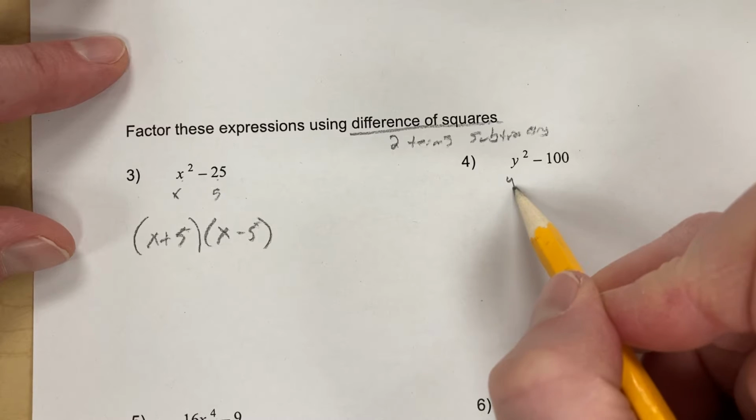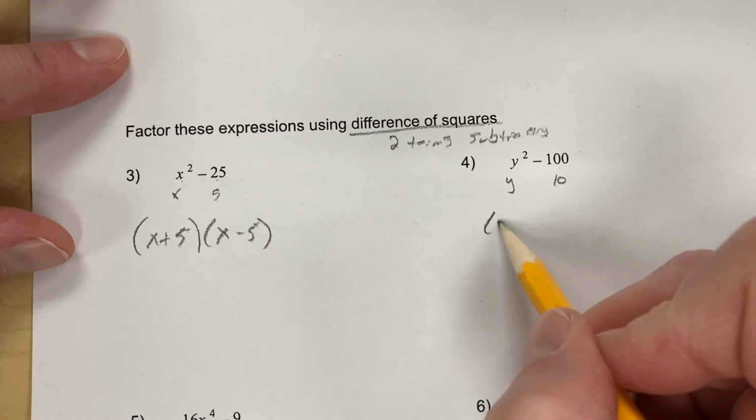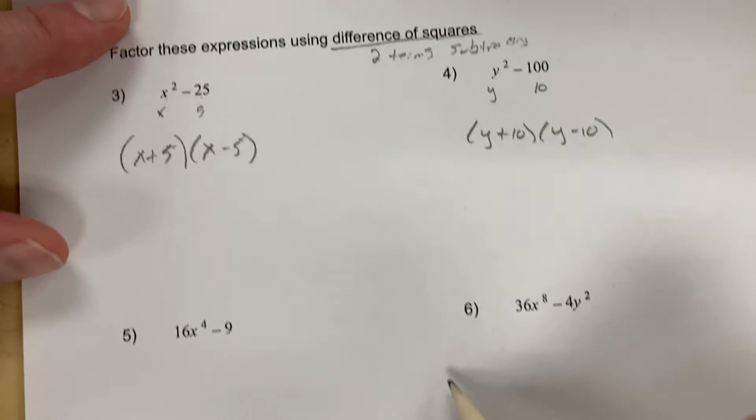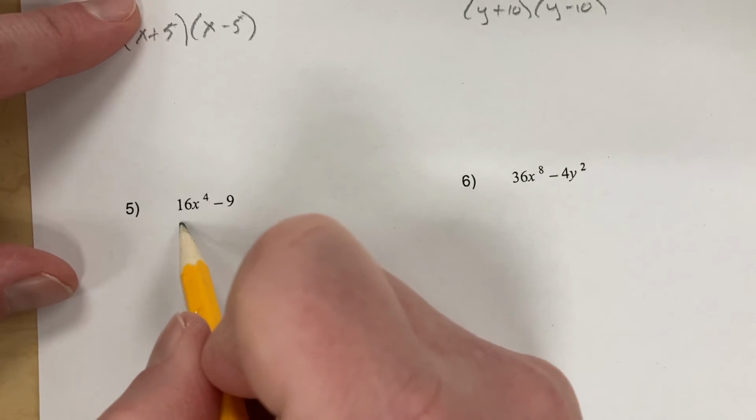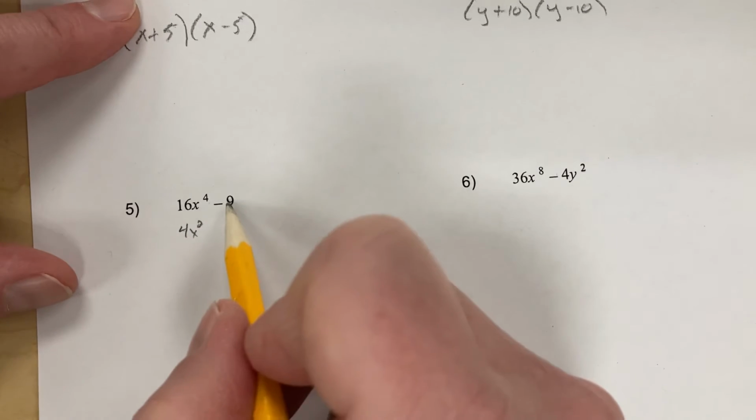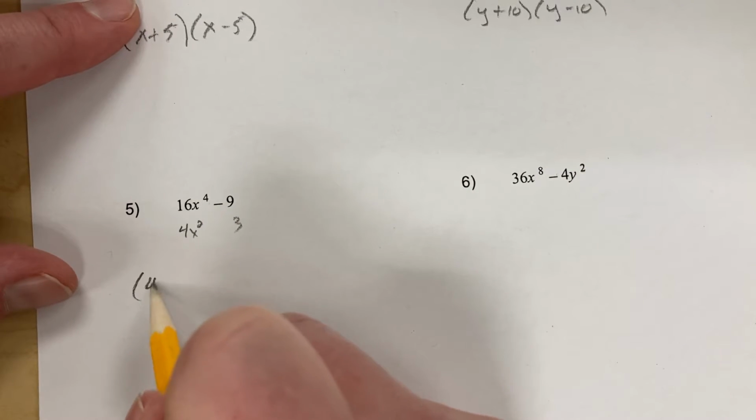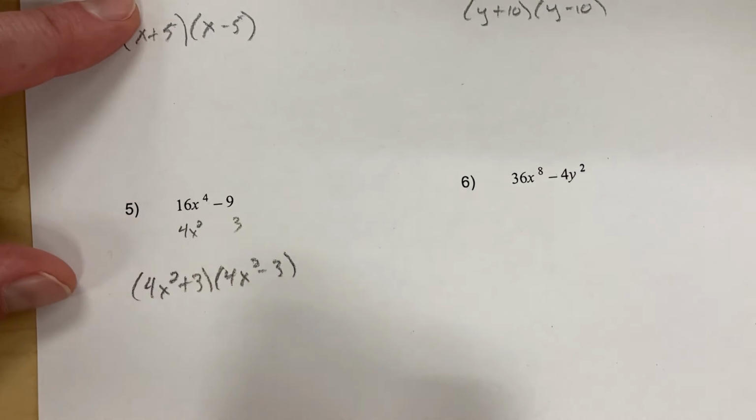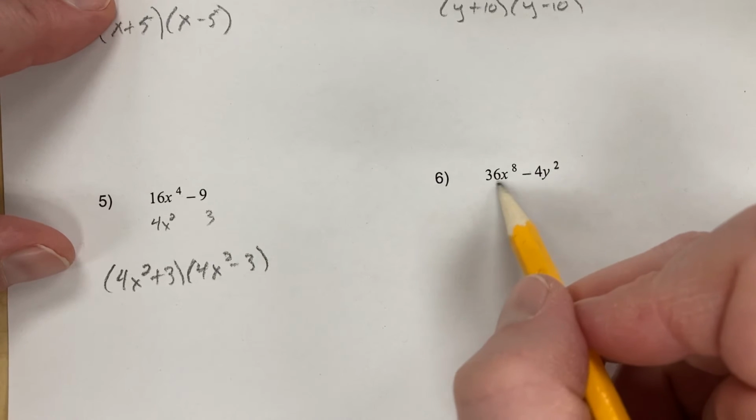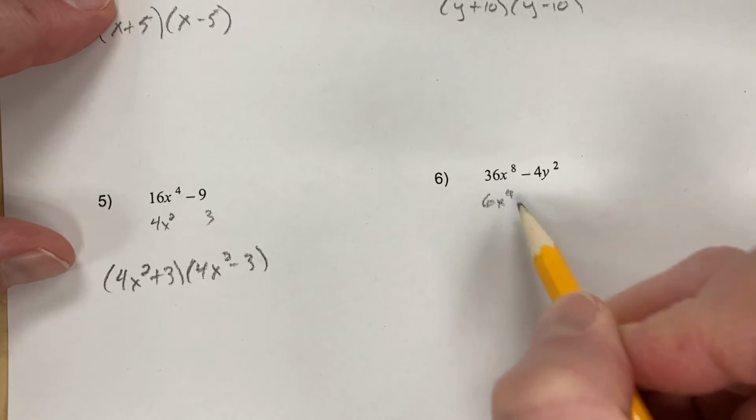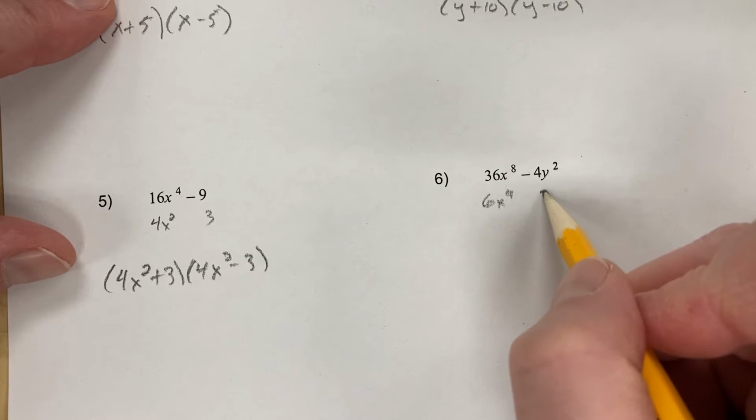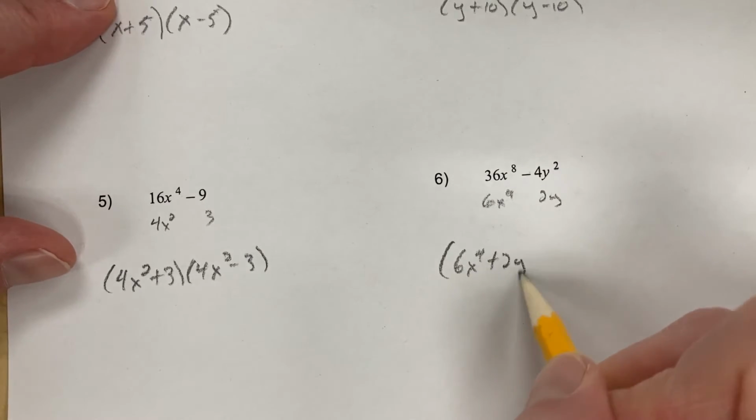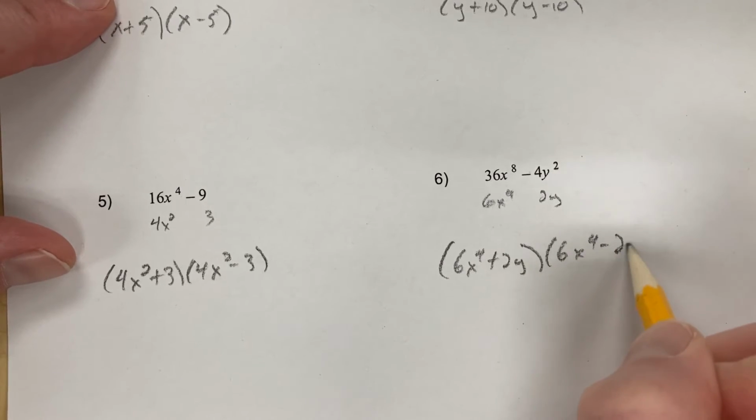Same thing here. Y squared is y times y. 100 is 10 times 10. So this would be y plus 10, y minus 10. 16x to the 4th is 4x squared times 4x squared. 9 is 3 times 3. So this would be 4x squared plus 3, 4x squared minus 3. 36x to the 8th is 6x to the 4th times 6x to the 4th. 4y squared is 2y times 2y. So this would be 6x to the 4th plus 2y times 6x to the 4th minus 2y.